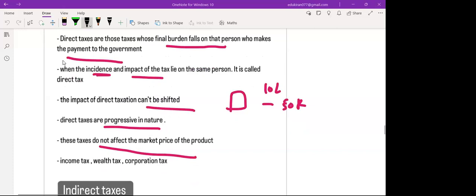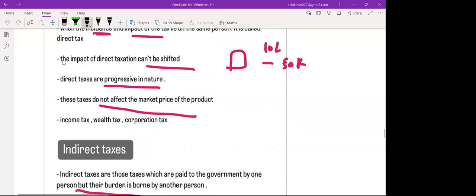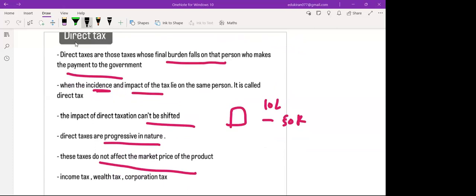Yeah, ma'am. Okay. So direct taxes are those taxes whose final burden falls on the person who makes the payment to the government, right? For example, you went for shopping, and whatever shopping you did, that burden falls on the person. Like you, for example, you are earning, right? You have to pay income tax. So who will pay that income tax? Of course, you are the only one who will pay the income tax. So when the incidence and the impact of the tax lie on the same person, it is called direct tax. The impact of direct taxation cannot be shifted. You cannot ask others to pay tax on your behalf.